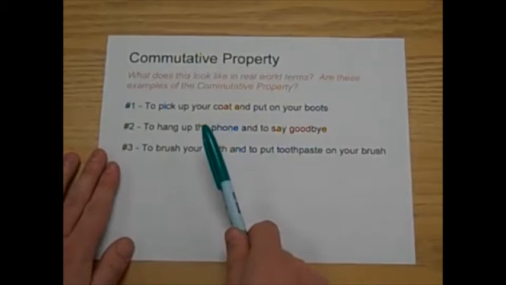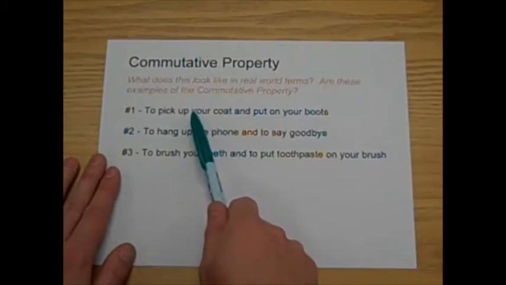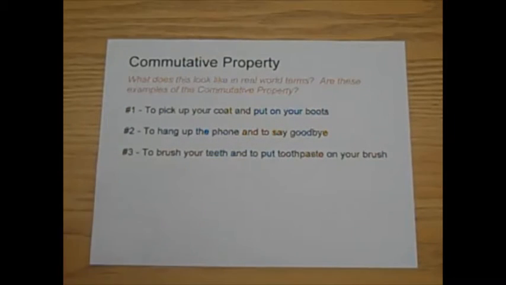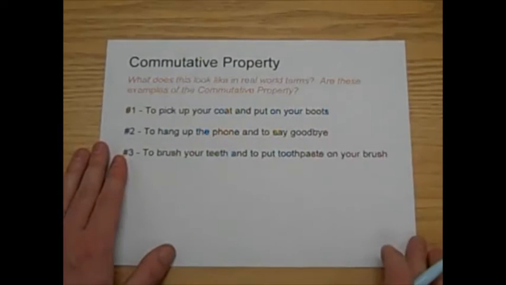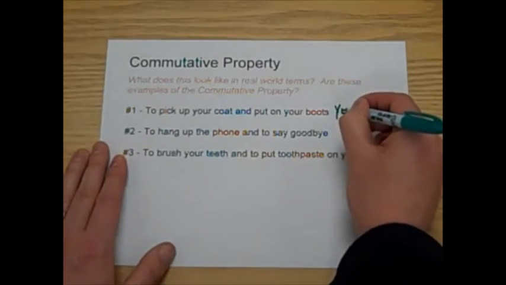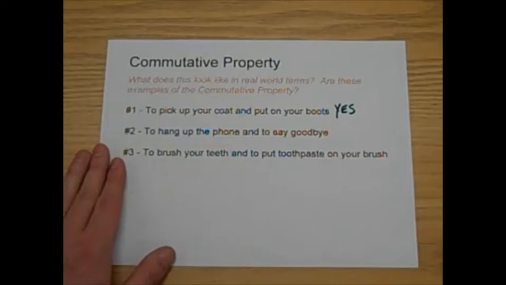For number one, to pick up my coat and to put on my boots, well, it doesn't matter what order I do those in, because at the end of that, I will always have my coat in my hand and my boots on my feet, whether I do one first or the other. So in this case, the order doesn't matter. So in that case, that is an example of the commutative property.